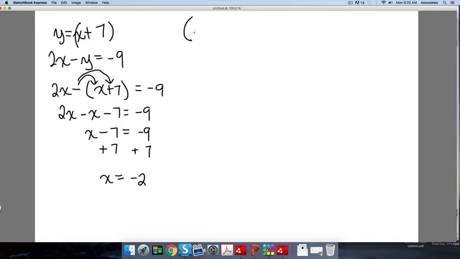Now remember, your answer is going to be an ordered pair, so x is negative 2. And then I can put it into either equation. I think I'll put it into the top one just because it looks easier. And negative 2 plus 7 is 5. Now we know it works in this one. Let's just check if we want to.